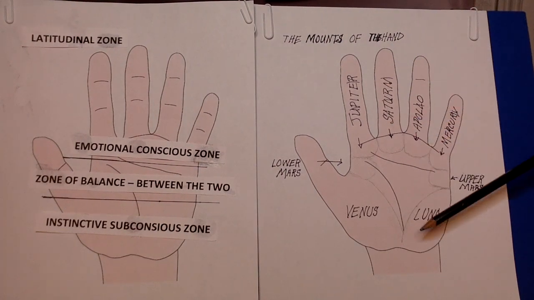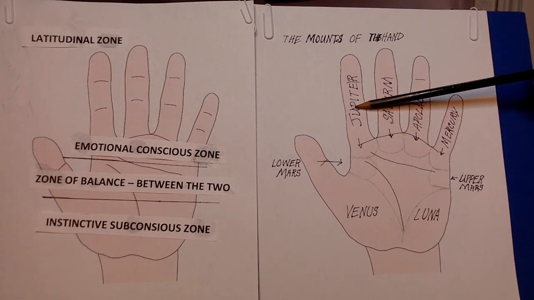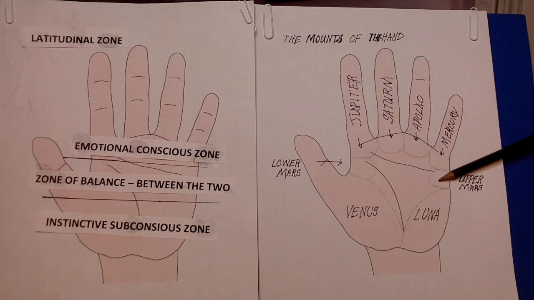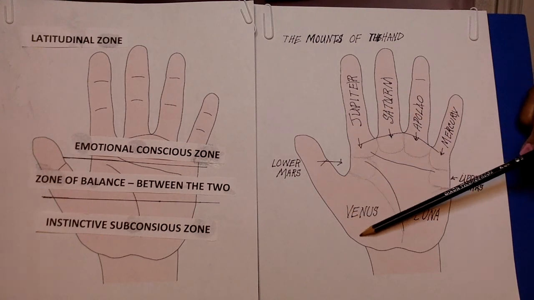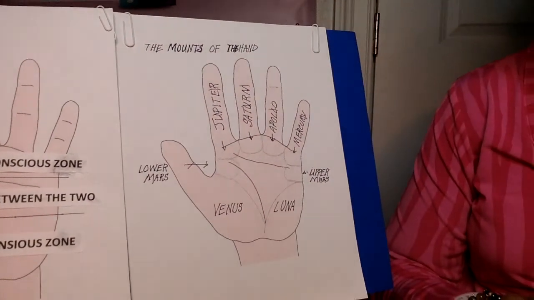These are the mounts, the locations of them. Now, there are a few others, but these are the major ones. And these names you've heard many times. Of course, you know Mercury, Apollo, Saturn, and Jupiter. And just below, that would be the mount. This is Mars upper. This is Mars lower. This is Venus. This is Luna. So you're familiar with those. But we're going into more detail next week, and we'll see how things work out.